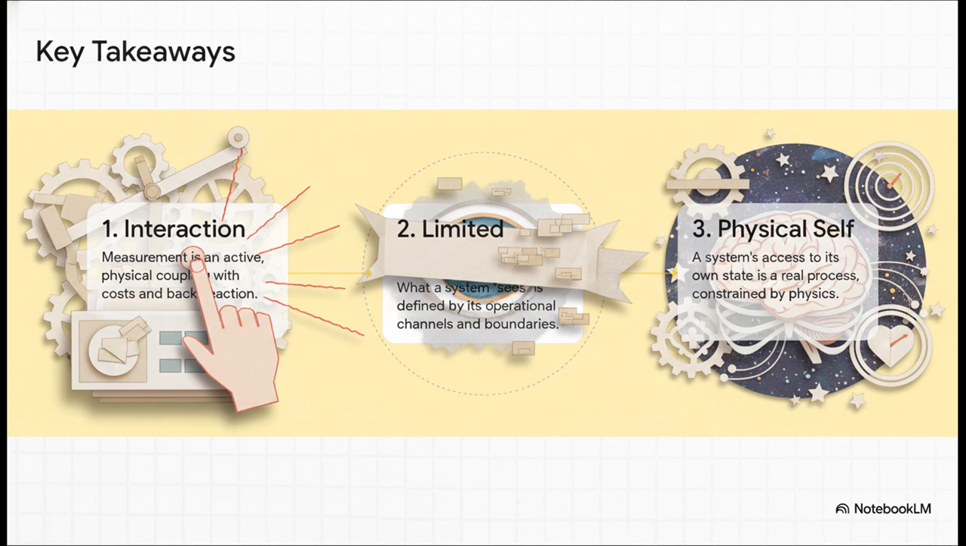So, let's bring it all home. What are the crucial points to take away? First, measurement is never just a passive glance. It is an active, physical interaction with real costs and real consequences. Second, visibility is always limited. What any system can see about the world or itself is defined by its physical channels and its operational boundaries. And third, these same rules apply to self-knowledge. It's a physical process, it's constrained by physics, and therefore it is never total or instantaneous.